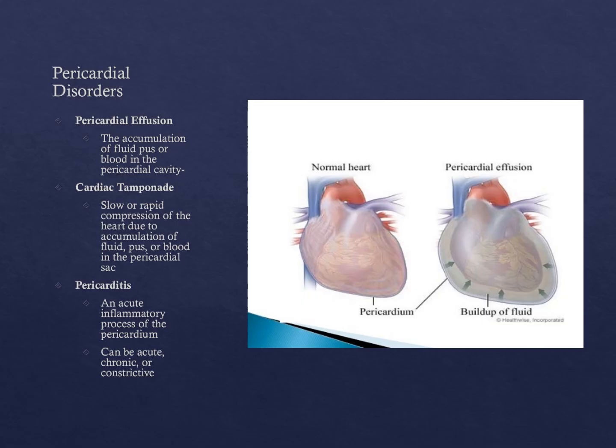That can lead to a condition called cardiac tamponade, which is a slow or rapid compression of the heart due to accumulation of fluid, pus, or blood in that pericardial sac. So pericardial effusion can lead to cardiac tamponade. We can also experience pericarditis, which is an acute inflammatory process of the pericardium. But pericarditis can also be chronic in nature, where someone has this condition for maybe more than 3 months. It may go beyond any infectious process or any other cause. And there's also something called constrictive pericarditis, which I'm not going to talk about too much.